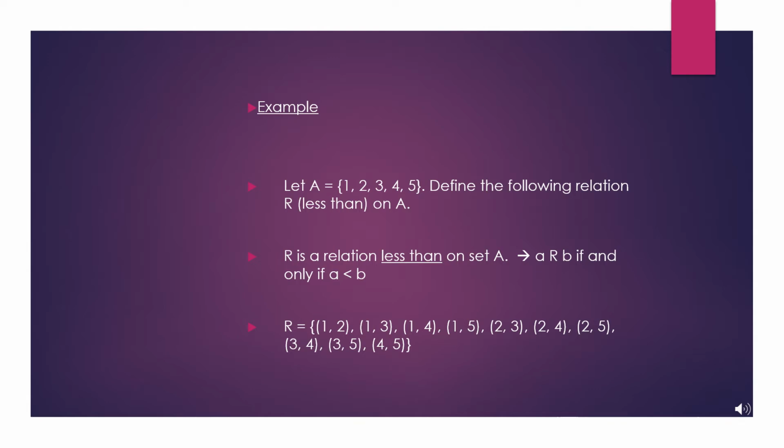For example of a relation, let A be {1, 2, 3, 4, 5}. Define the following relation R, less than, on A. R is a relation less than on set A: a R b if and only if a is less than b. R is {(1,2), (1,3), (1,4), (1,5), (2,3), (2,4), (2,5), (3,4), (3,5), (4,5)}.